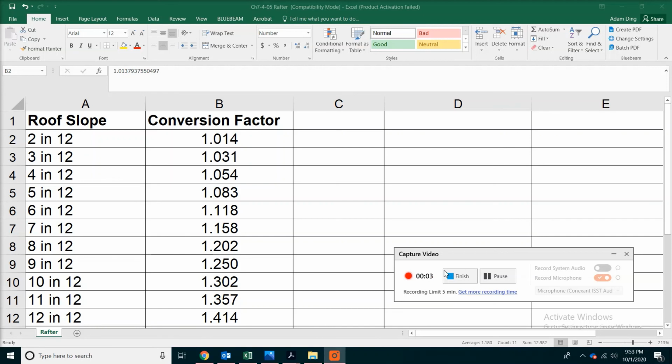In the next video, we're going to show you how to use this table to do all the calculations we need, including the rafters or the sloped roof area.